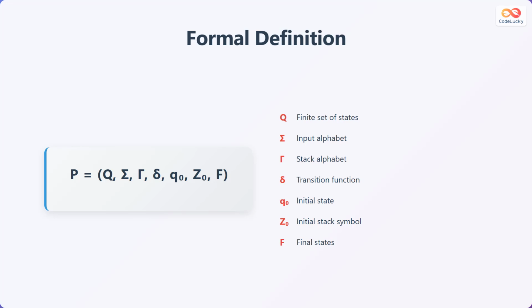Delta is the transition function, which determines how the automaton moves from one state to another. Q0 is the initial state, where the automaton begins its computation. Z0 is the initial stack symbol, the symbol initially placed on the stack. And F is the set of final states, indicating the accepting states of the automaton.